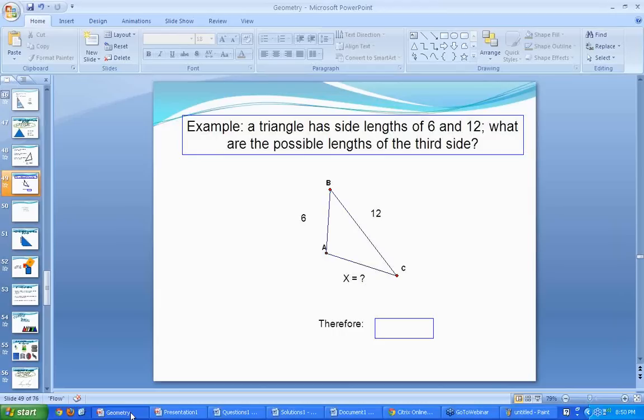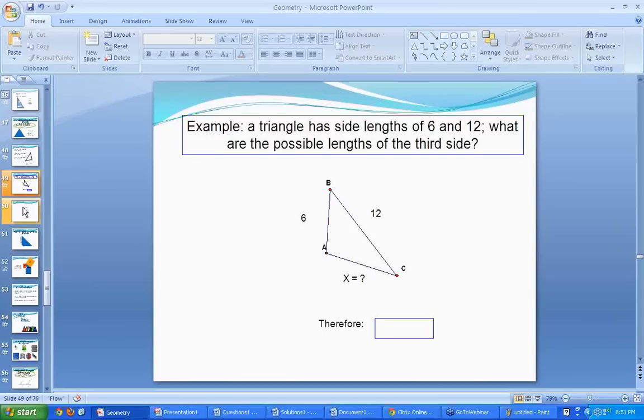See, the answer would be x will be less than 12 plus 6, that is 18, and x would be more than 12 minus 6, that is 6. Okay. So less than or equal to will not be acceptable as the answer.